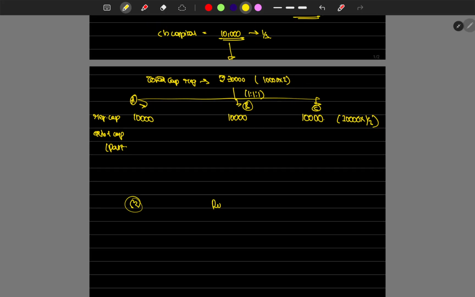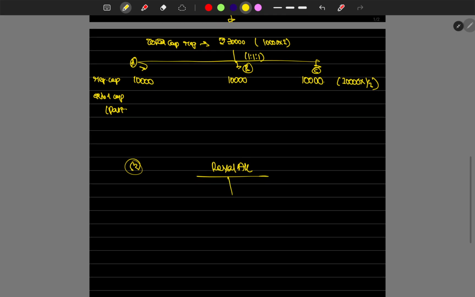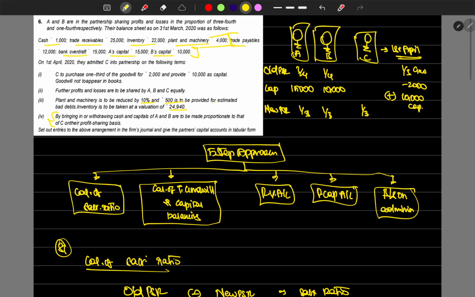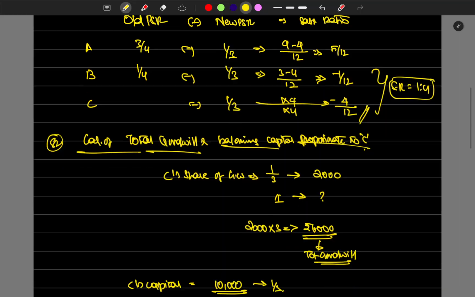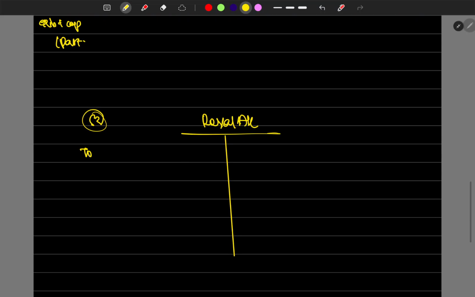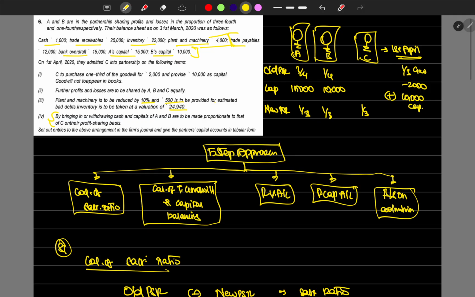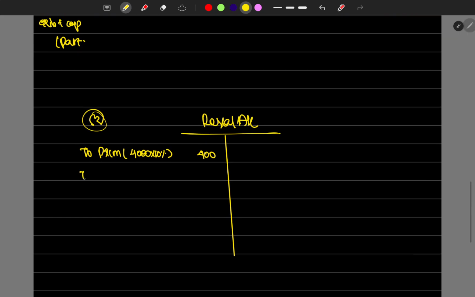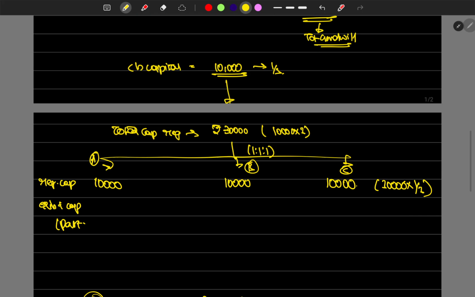Step 3, which is the revaluation account. What are all the revaluations that happened? Plant and machinery is reduced by 10%. Plant and machinery value is 4,000, so the reduction is 4,000 into 10%, which is 400. What else? 500 is to be provided for estimated bad debts, provision for bad debts 500.